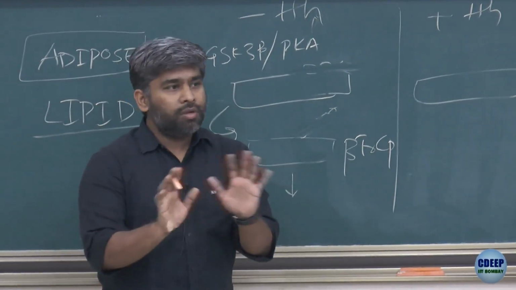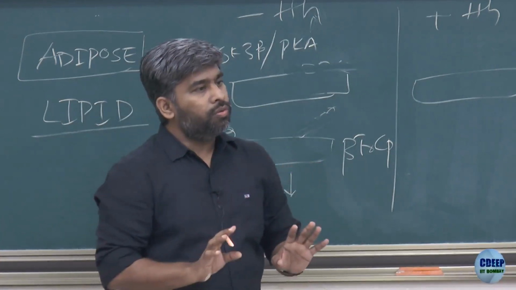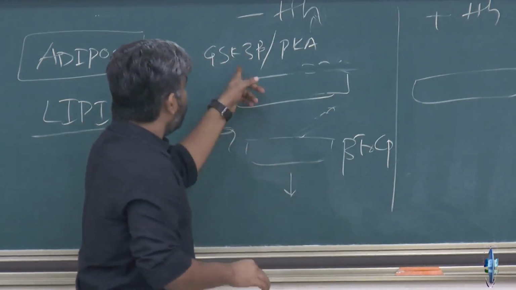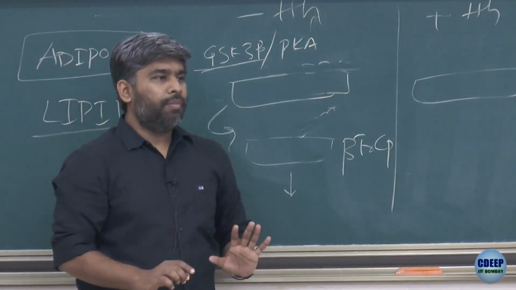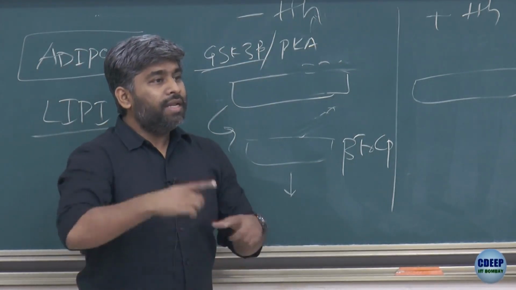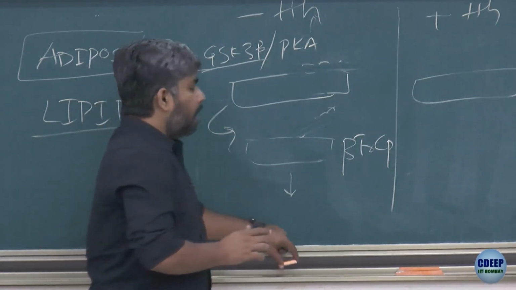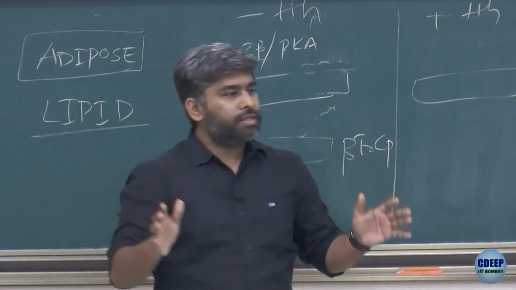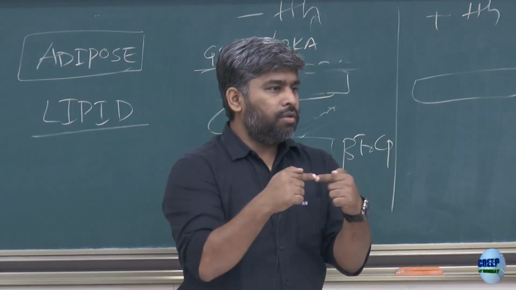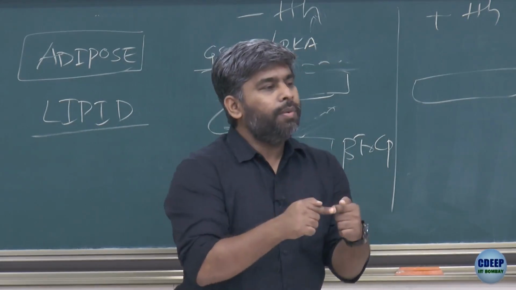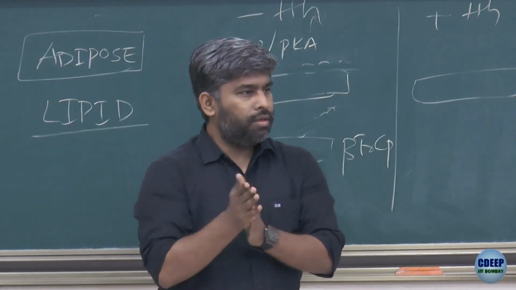So PKA alone is not going to do everything. Its job is to go and phosphorylate. That's what it will do. But if at the same time your GSK3 beta is not functional, then your signal will not happen. So additional regulators are there that also have to be taken care of. So it's not an isolated system, that's what I am trying to say. And it's not a one-on-one system as well. It's a little bit more complex than what we are right now thinking.